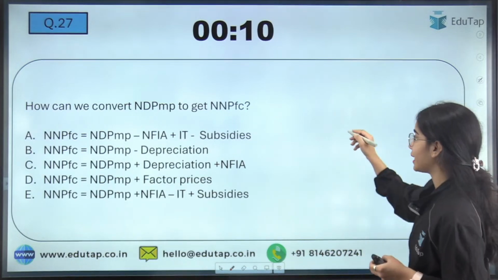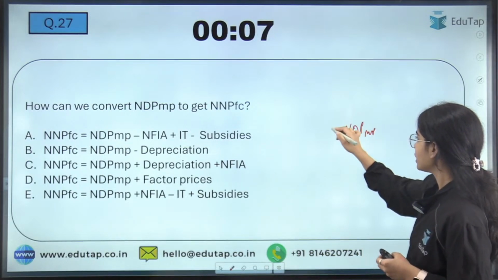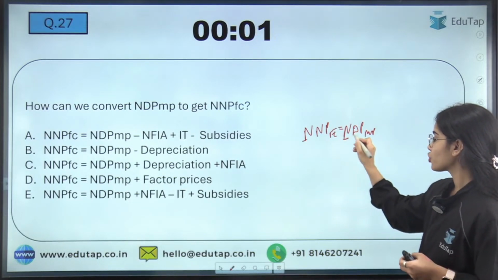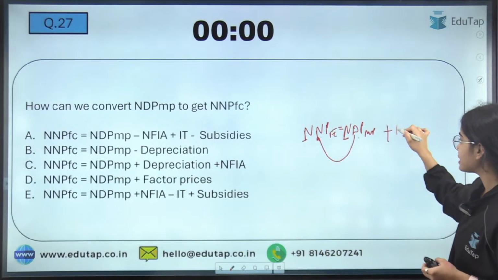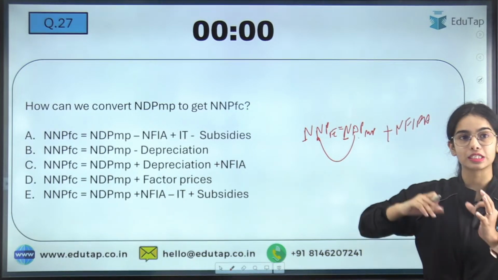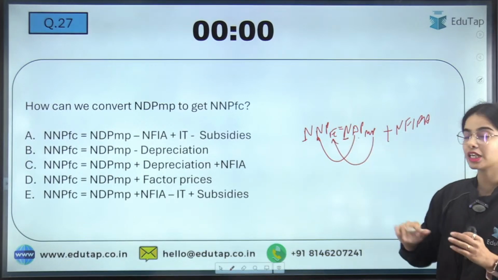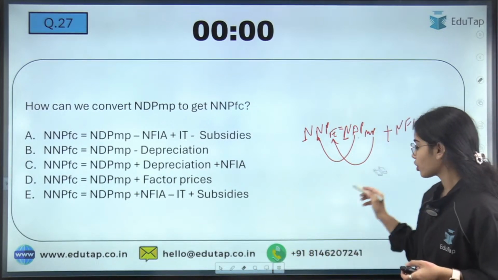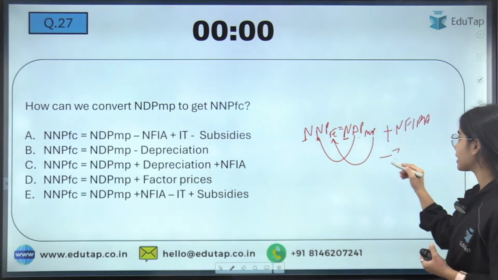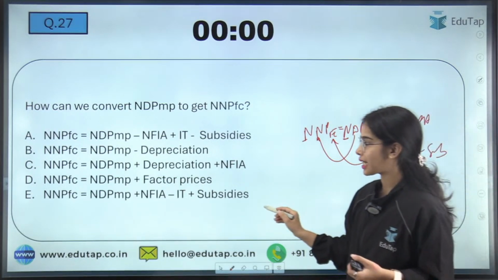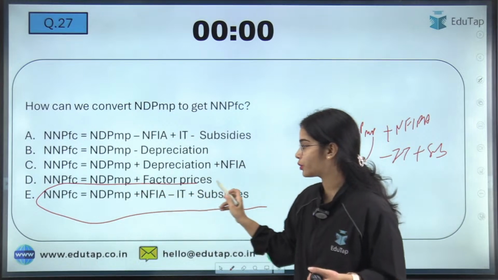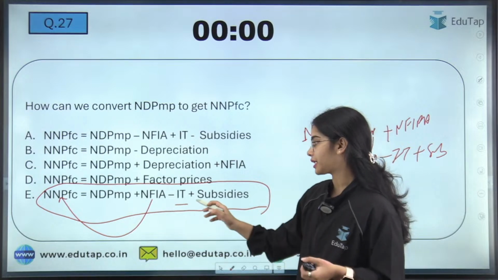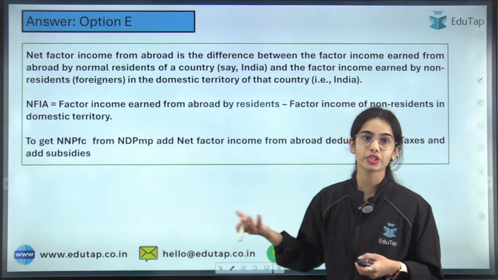How can we convert the NDP at MP to the NNP at FC? I hope this is very easy for you. Net, domestic, national: going from domestic to national, add net factor income from abroad. From market price to factor cost, deduct the indirect taxes and add the subsidies. So E is the answer here. NNP at FC is equal to NDP at MP, add the net factor income from abroad, deduct the indirect taxes, and add the subsidies. So that is the conversion you can see.